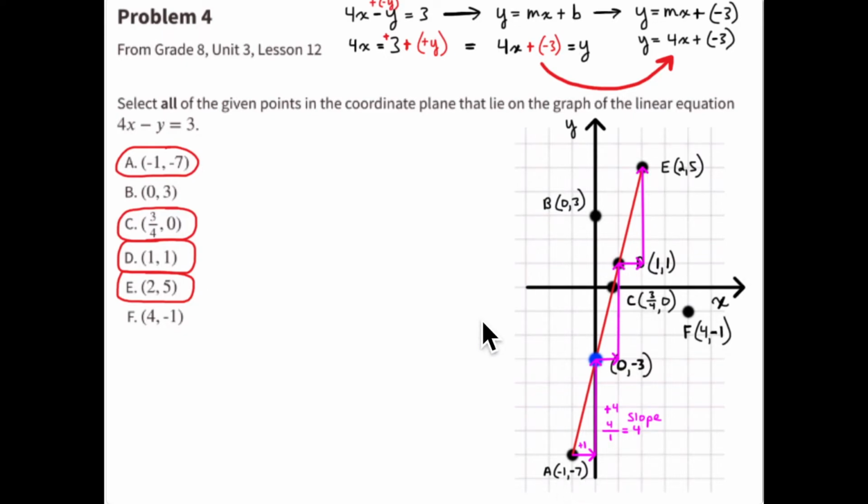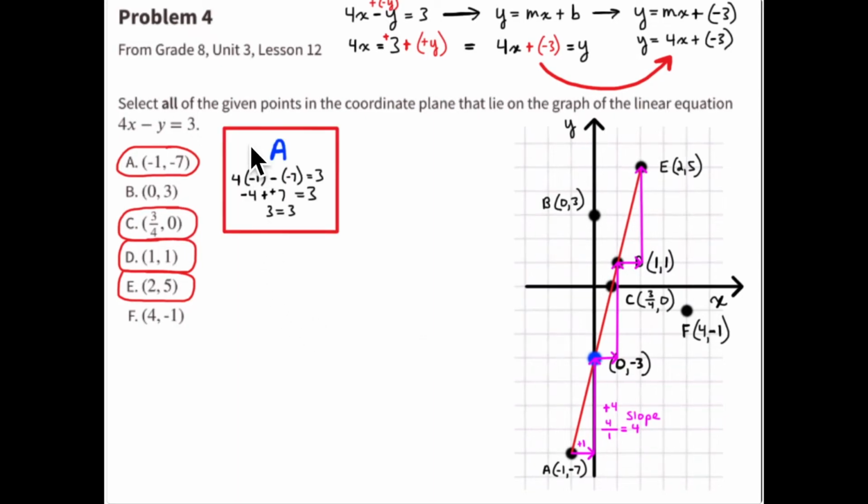Now I think this is the way to solve the problem because the authors want you to work with graphing equations, writing equations in the slope-intercept form, working with them, basically practicing working with the algebra. You could just replace the x-coordinate and the y-coordinate in this equation and see if they equal 3. So work out the left side of the equation, see if it equals 3. And so A does, of course, because we already know that's an answer.